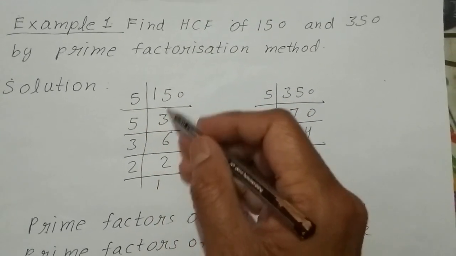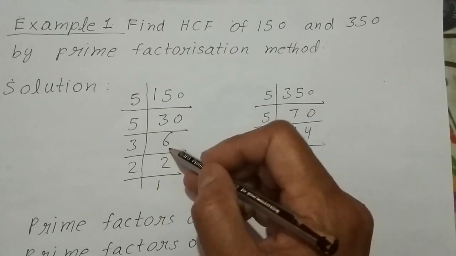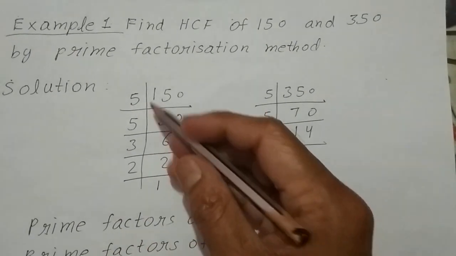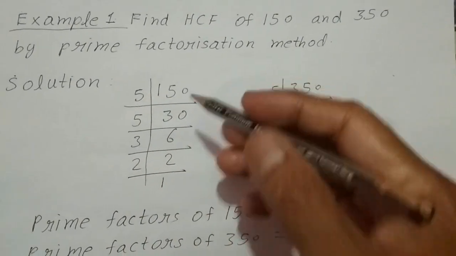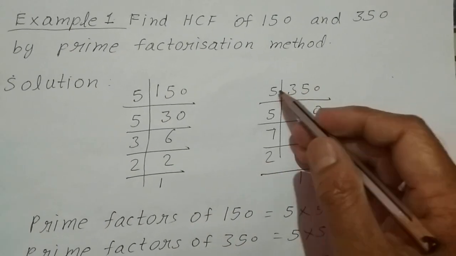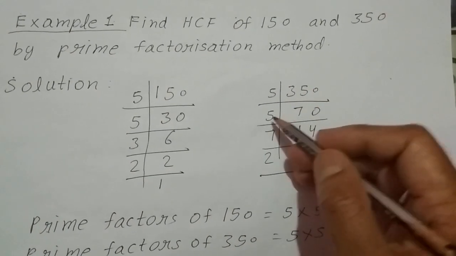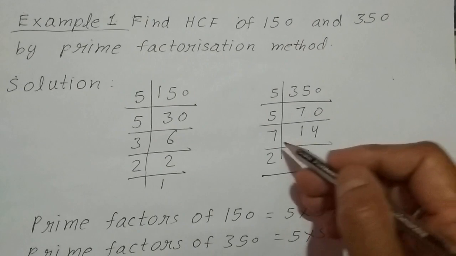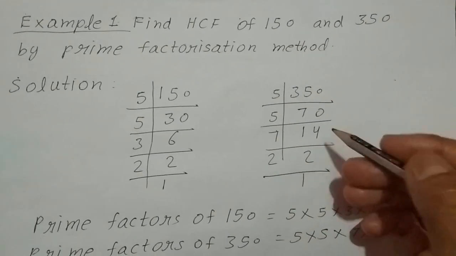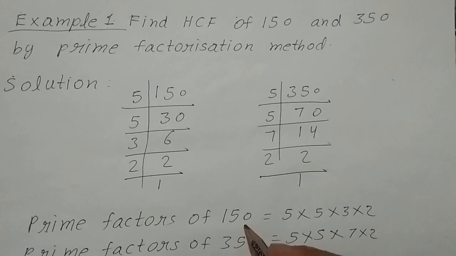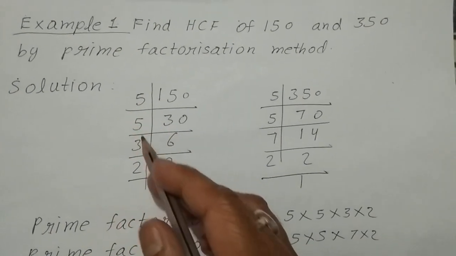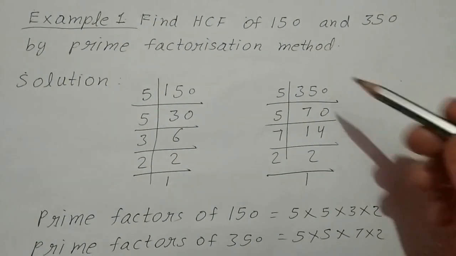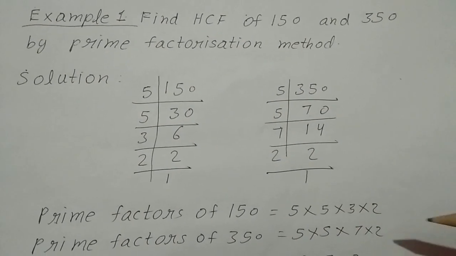First 150: divide by 5 to get 30, divide by 5 again, then 6, then 3, then 2, then 1. So students, all these are prime numbers. Now 350: divide by 5 to get 70, then 5 again to get 14, then 7, then 2. Prime factors of 150 are 5 into 5 into 3 into 2. Prime factors of 350 are 5 into 5 into 7 into 2.